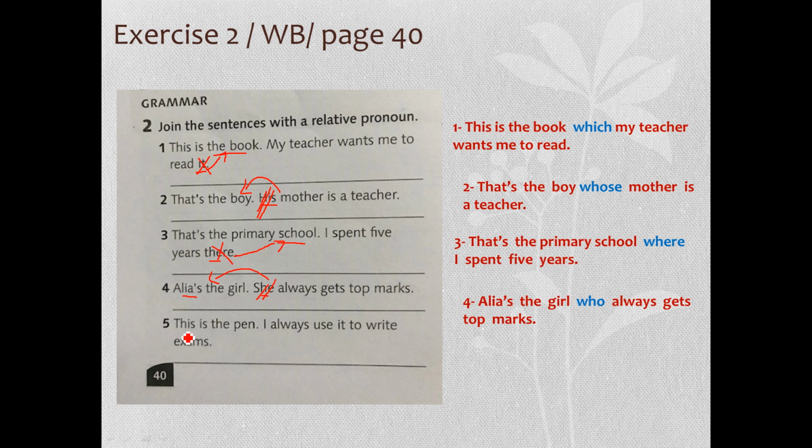Last one, 5. This is the pen. I always use it to write exams. هذا هو القلم. أنا دائما بستخدم هذا القلم حتى أكتب في الامتحان. Okay, so once again, search for the pronoun or the noun that refers to the pen. دائما ببحث عن الاسم أو الضمير في الجملة الثانية اللي بيعود على كلمة the pen.